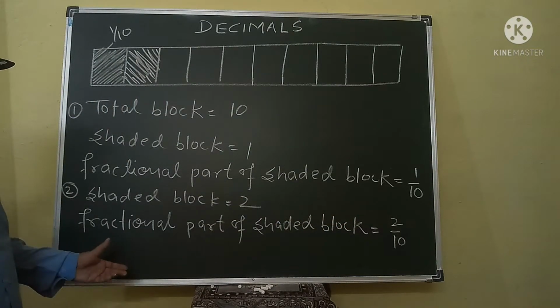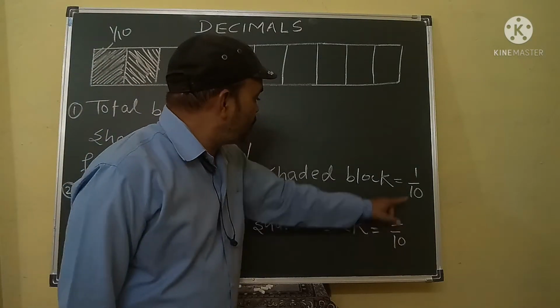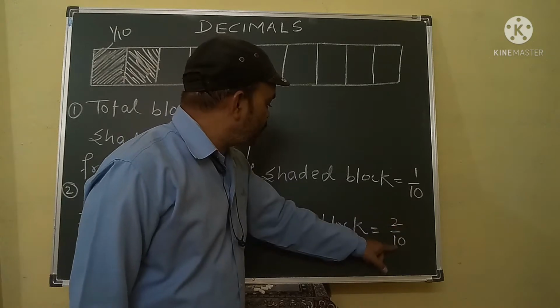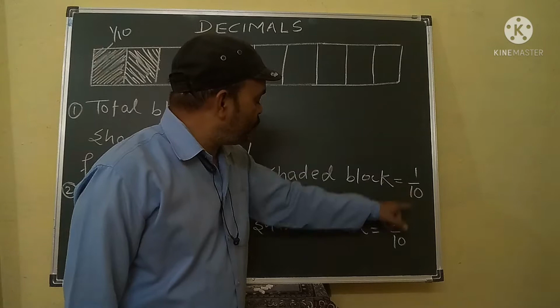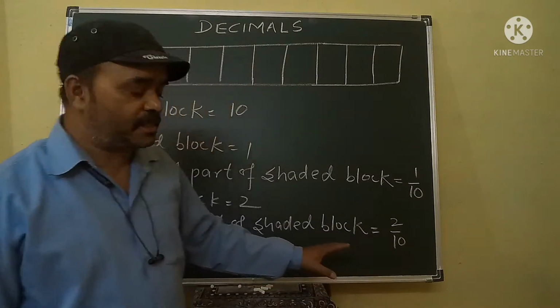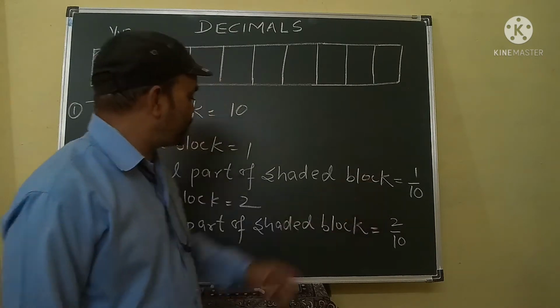As you are looking, this is 1 upon 10, this is 2 upon 10. Denominators are in the form of 10. That means these types of numbers are called decimal fractions.